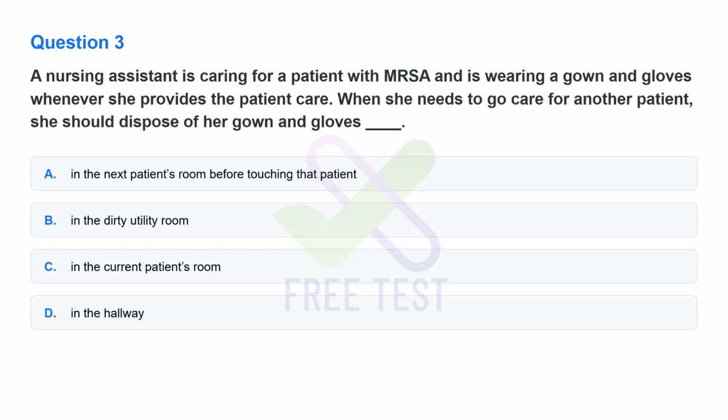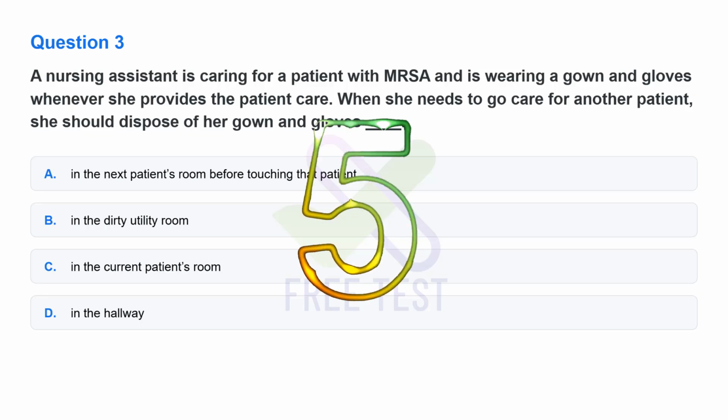A nursing assistant is caring for a patient with MRSA and is wearing a gown and gloves whenever she provides the patient care. When she needs to go care for another patient, she should dispose of her gown and gloves. A. In the next patient's room before touching that patient. B. In the dirty utility room. C. In the current patient's room. D. In the hallway.